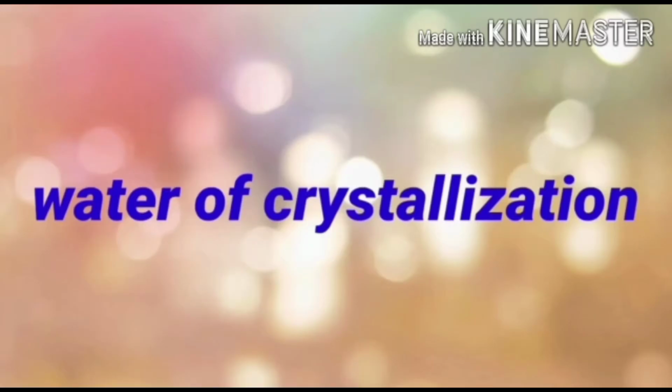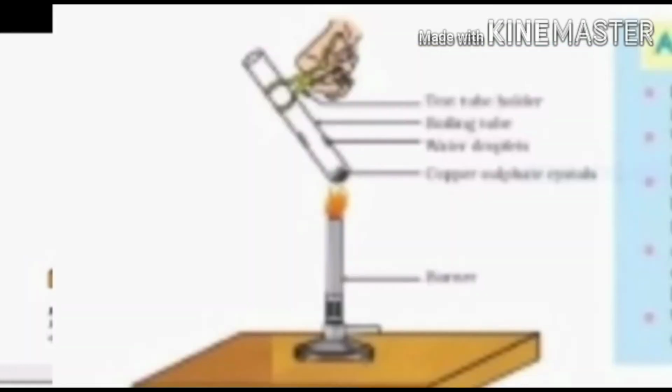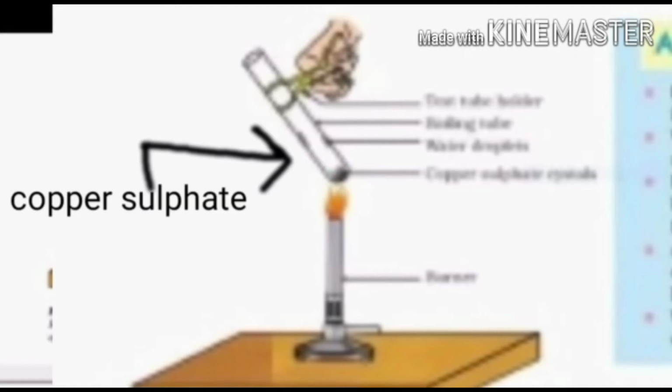Now let us begin with the next topic, water of crystallization. Are the crystals of salt really dry? Let us understand this with the help of an activity 2.15 given in your book. As you can see in this figure, a test tube is being taken. And in this test tube, few crystals of copper sulfate salt is added.